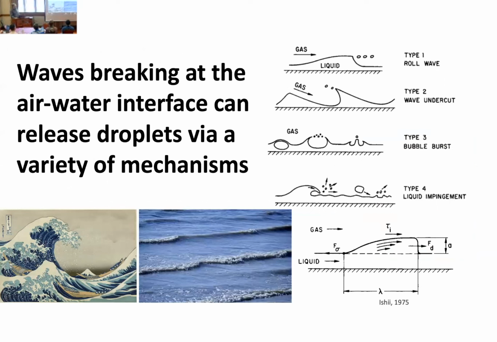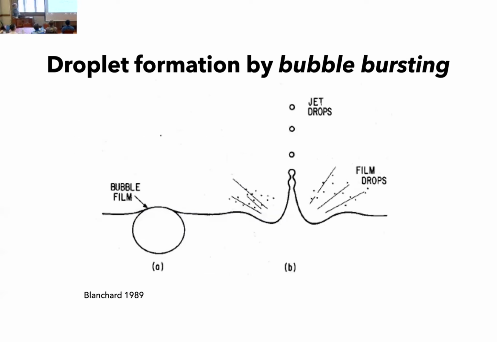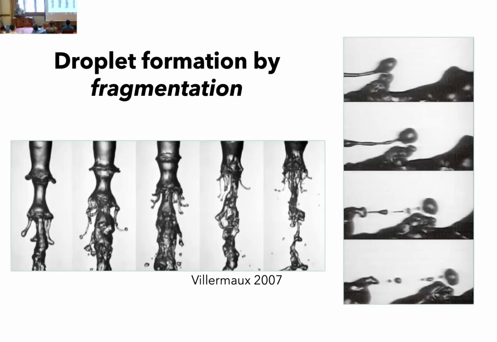So wave breaking at the air-water interface can release droplets by a variety of different mechanisms. The ones that we saw the most were actually bubble bursting and fragmentation. Droplet formation by bubble bursting, if you have a wave that sort of traps some air, then around the bubble will burst, and this will shoot out jet drops as well as some film drops. Also fragmentation, this is where there's ligaments of fluid that will break off and droplets will form.